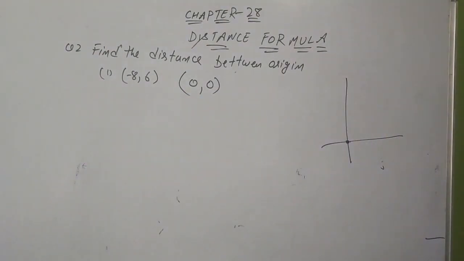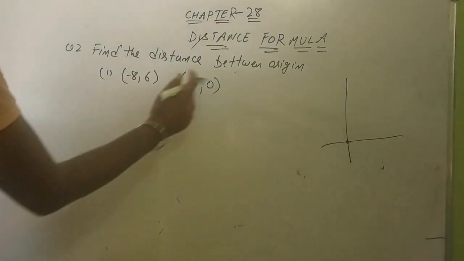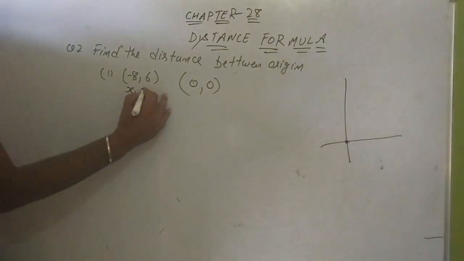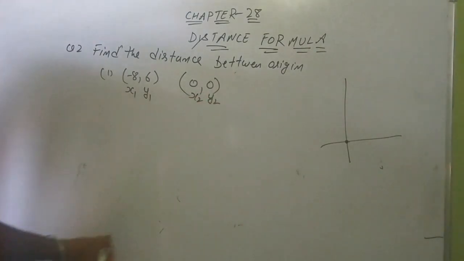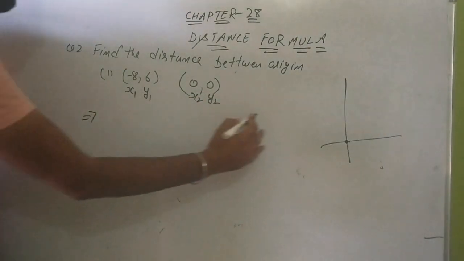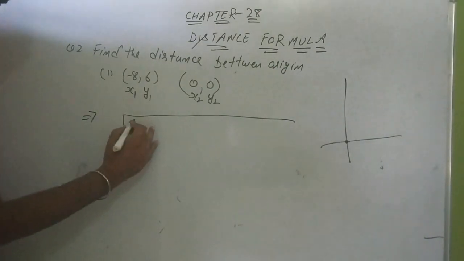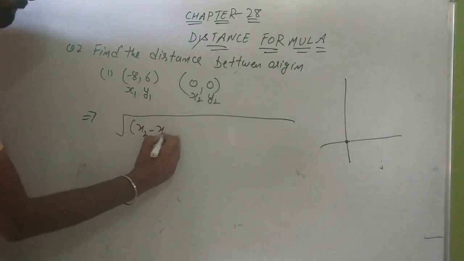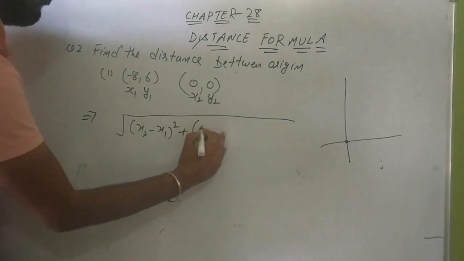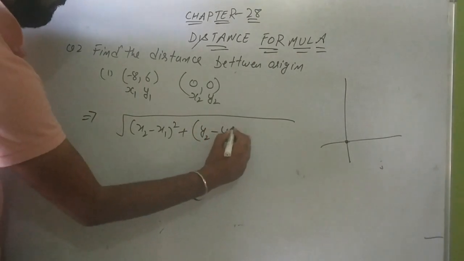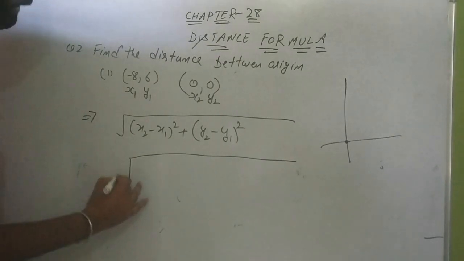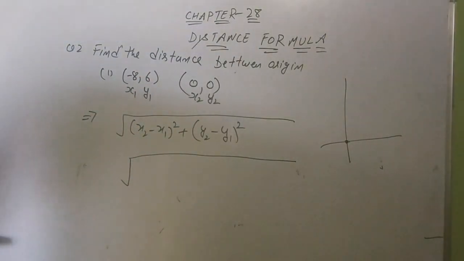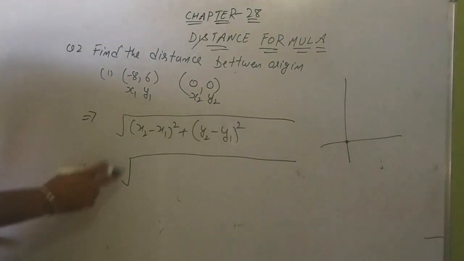So now we have got both the points. The first one becomes x1, y1, and the second one becomes x2, y2. Again apply the formula, that is under root (x2 minus x1) square plus (y2 minus y1) square. Okay. Now fill in the values of x1, x2, y1, y2. Fill in all the values here.